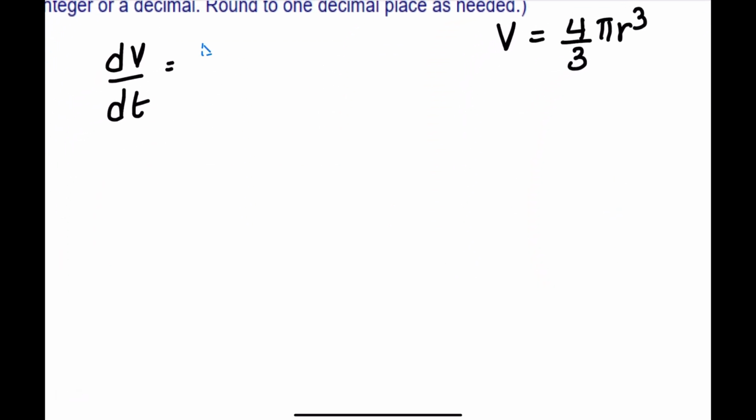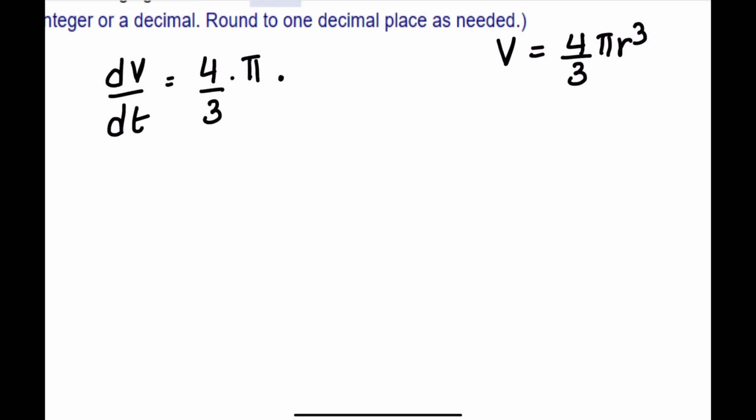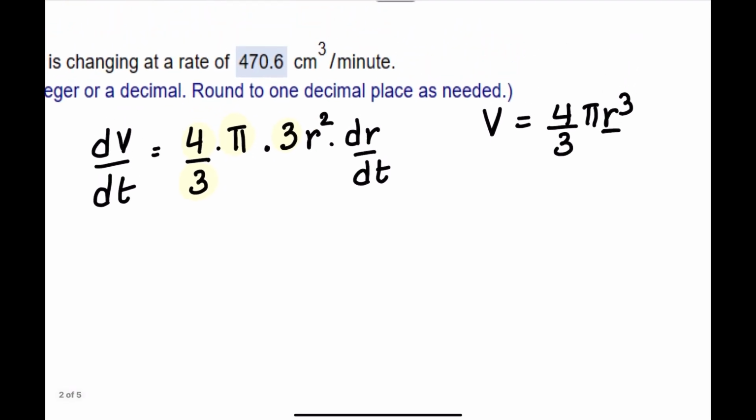So 4 by 3 and pi stay the same because pi is a constant, times derivative of r cubed is 3r squared dr by dt. Once you have this, let's go ahead and plug in. Remember, you don't have to plug in anything for these because they are constants, and the 3 as well. You have to plug in for the r squared. Actually, 3 and 3 get cancelled. So I have 4 pi r squared dr by dt.